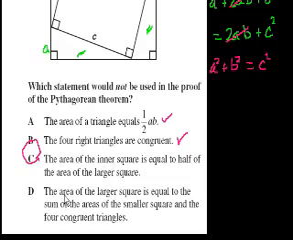Let's see, choice D. The area of the larger square is equal to the sum of the areas of the smaller square and the four congruent triangles. No, that was the crux of the proof. So we definitely use that. So C is our answer. That's the statement that would not be used in the proof.